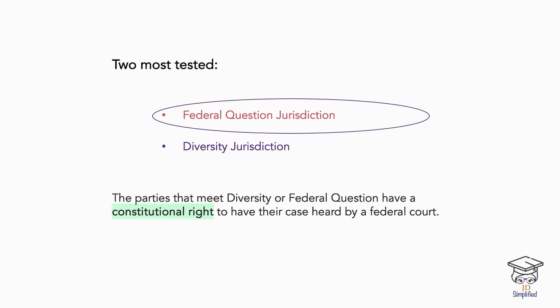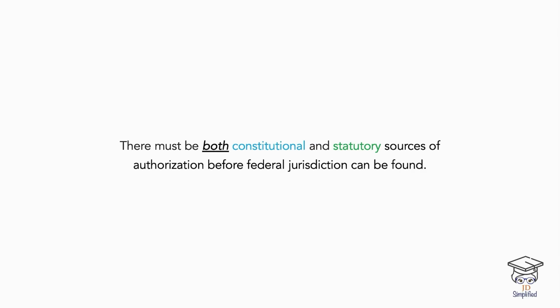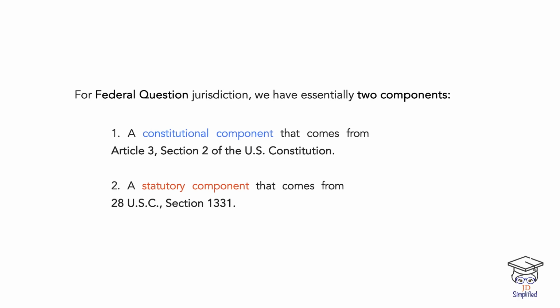So here goes. There must be both constitutional power and statutory authority before federal jurisdiction can be found. For federal question jurisdiction, we have essentially two components. A constitutional component that comes from Article 3, Section 2 of the U.S. Constitution, and a statutory component that comes from 28 U.S. Code 1331. Let's see what these look like, and then I will expand upon each.